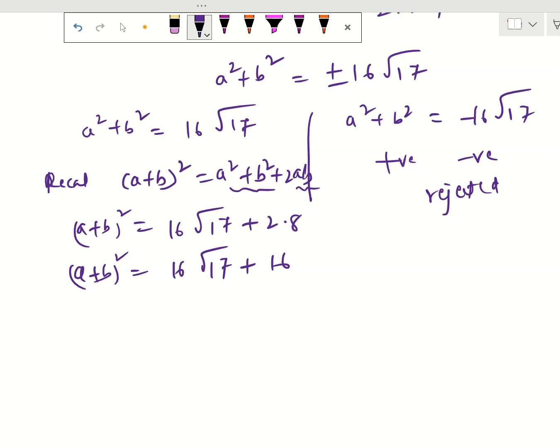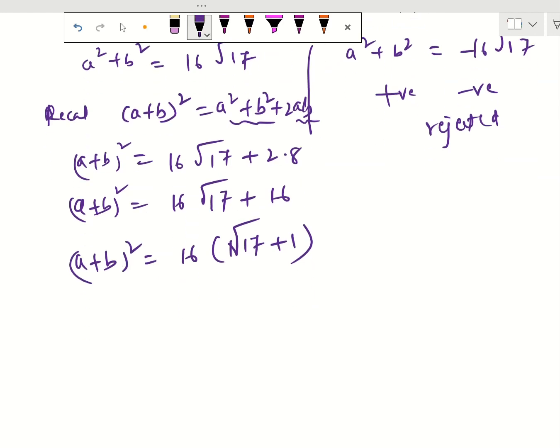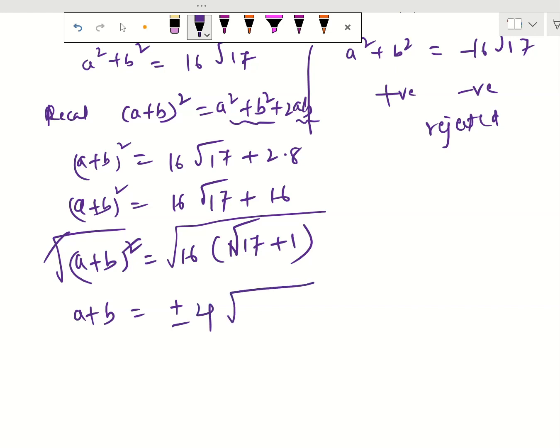So here we can take 16 as a common, then it will be root 17 plus 1, and here (a plus b) whole square remains. And now we take square root on both sides. If we take square root on both sides, then the square gets cancelled, and we will have a plus b equal to the square root of 16, which is 4. So we can write this as plus or minus 4 square root of root 17 plus 1, right?